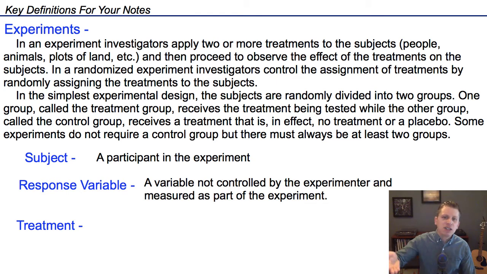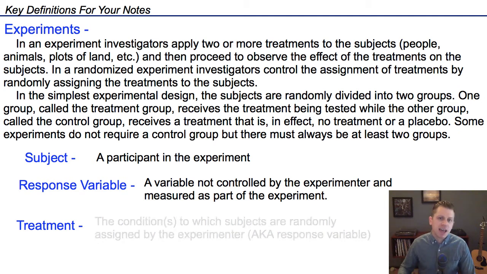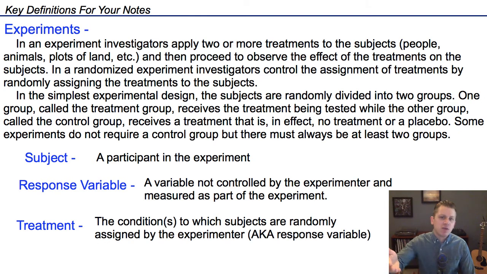That's a variable not controlled by the experiment, and it's measured as part of the experiment. And finally, you need to have the treatment, which is the condition to which subjects are randomly assigned by the experimenter. Here's an example of an experiment.